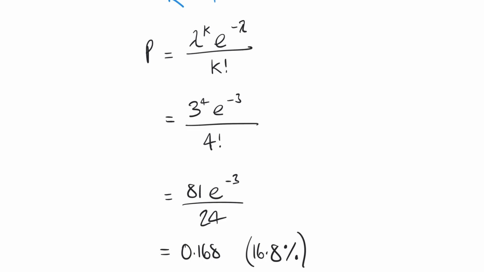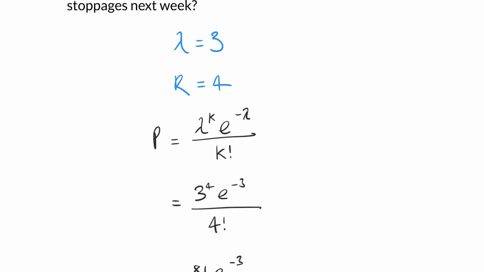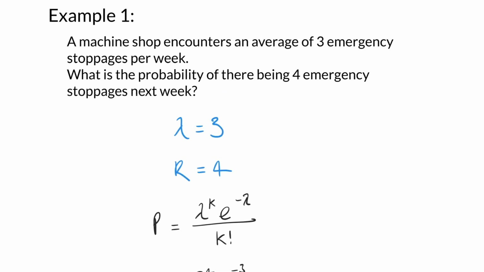So again, going back to the question, typically this machine shop has 3 emergency stoppages per week. There's a probability that it could be more, there's a probability that it could be less, but the probability that it's going to be 4 emergency stoppages is roughly 16.8% by this formula.